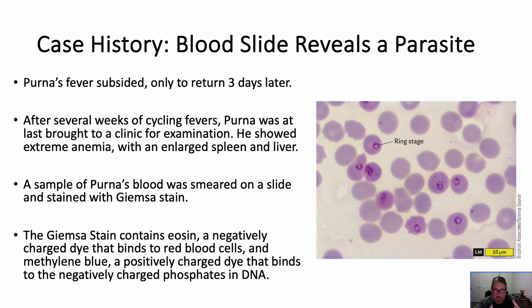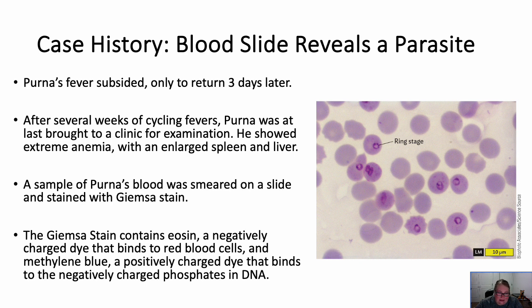Now, if you look at red blood cells underneath the microscope with no dyes, they're clear and they're very hard to see. Okay, and then the second part of the Giemsa stain is methylene blue. So methylene blue literally dyes things blue, but it's a positively charged dye that's going to bind to negatively charged particles such as the phosphates in DNA. What we're going to see with Purna's slide is the red blood cells. They're going to look like this bluish purple, but some of them have these really dark purple rings in them. Now, this is very important. This is going to help us figure out what Purna has.